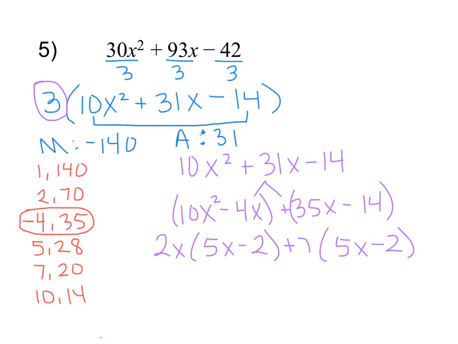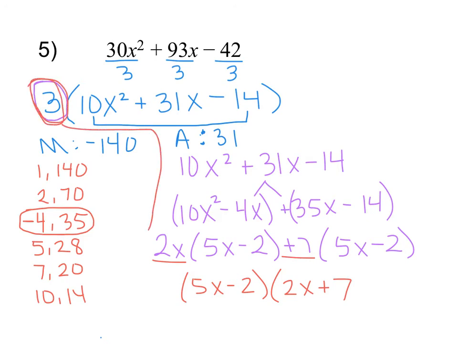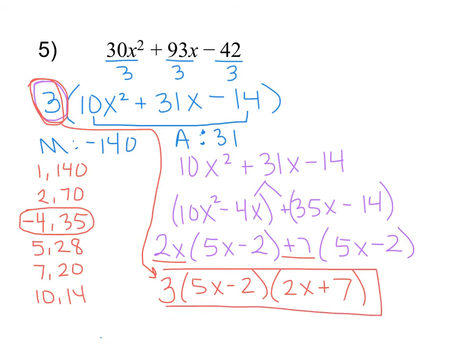And now I'm going to rewrite this into the factored form. So we have 5x minus 2, and then I'm going to put these together, 2x plus 7, and now we're not going to forget about this 3 right here that we factored out from the beginning. That has to go in your answer. That's part of the factored form. So here is our answer, 3 times 5x minus 2 times 2x plus 7. Go ahead and pause the video and try number 6 on your own.